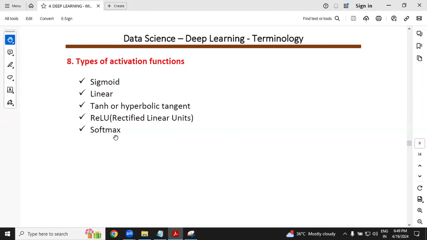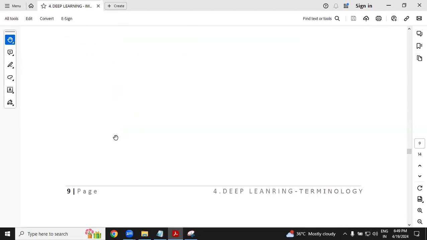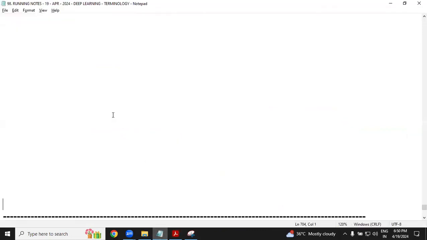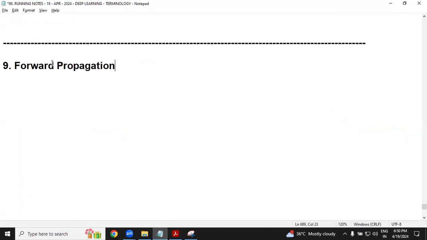I will show you during the practical. Sigmoid, somewhere we have seen. Do you remember? In logistic regression, we already applied it unknowingly, right? Now the next one, forward propagation. It takes some time. It's okay, I can explain this later.